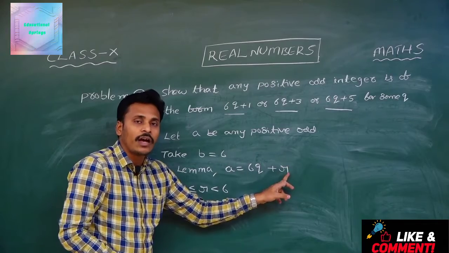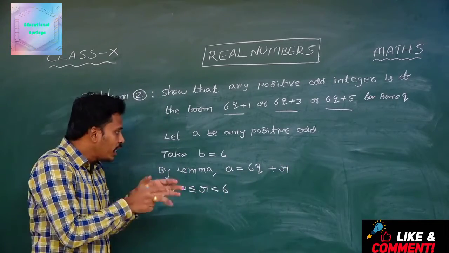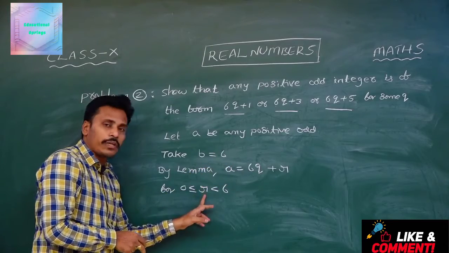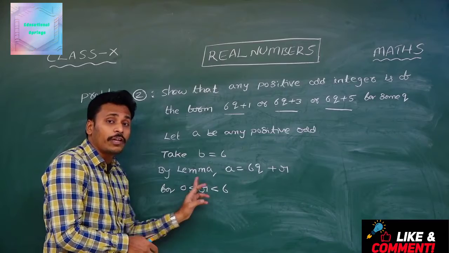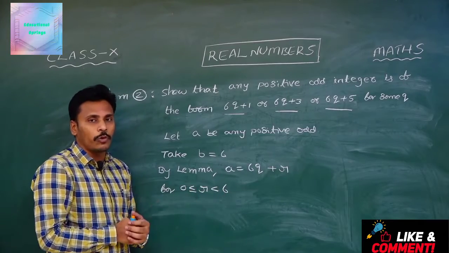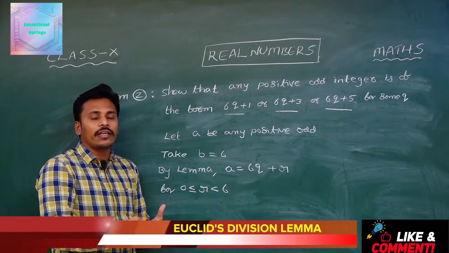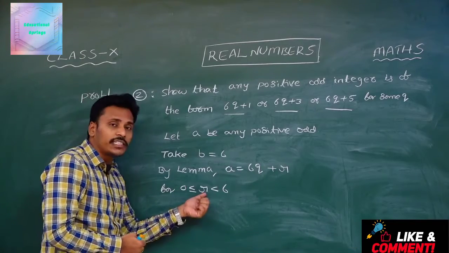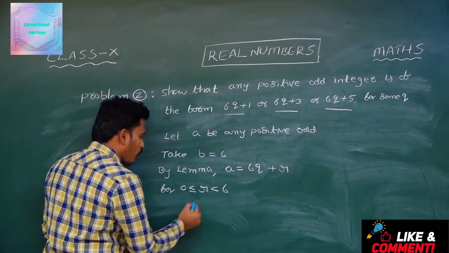In Euclid's division lemma, this r always lies between 0 and b, and here my b is 6. That means this r is between 0 and 6. Since r is between 0 and 6, what are the possible values for r? The statement itself suggests that r is an integer that lies between 0 and 6. Then this r has 5 possibilities.